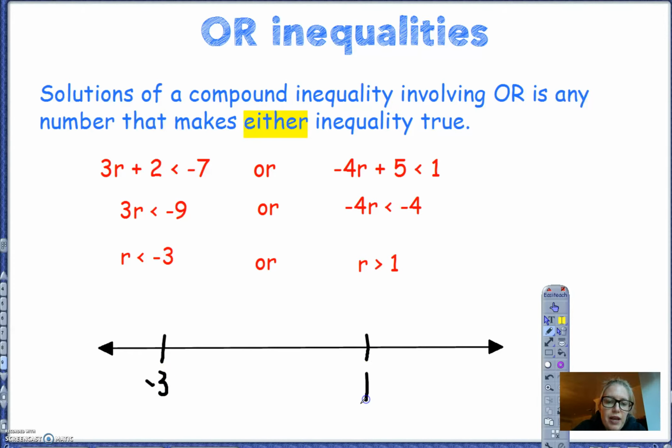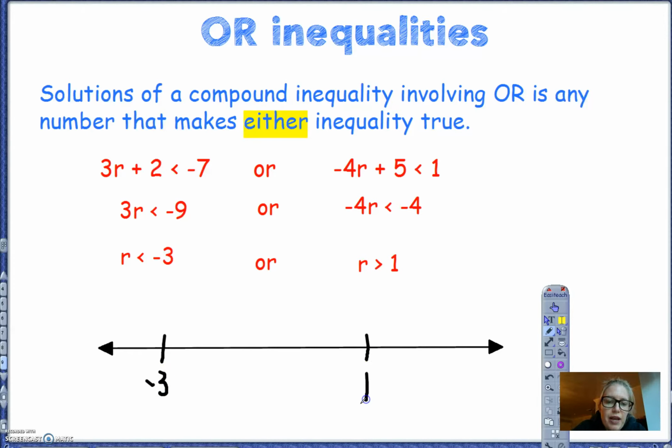Let me grab my bigger one. r is less than -3, so that's an open circle. Less than, we're shading this way, and we're filling in our arrow. r is greater than 1, so it's not equal to 1, and we're going this way, and we're filling in our arrow. Okay. 2 more to look at.